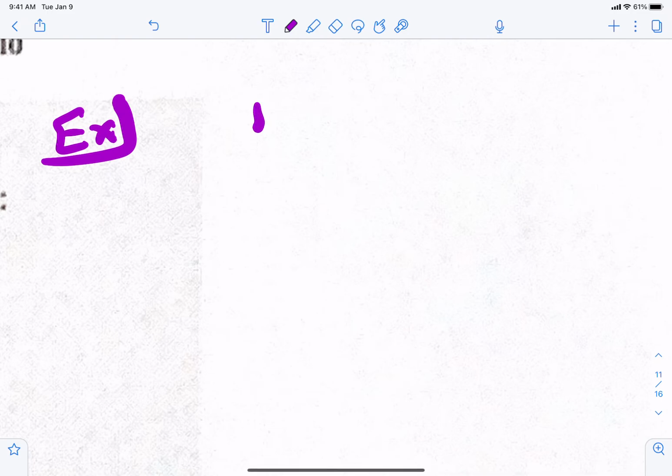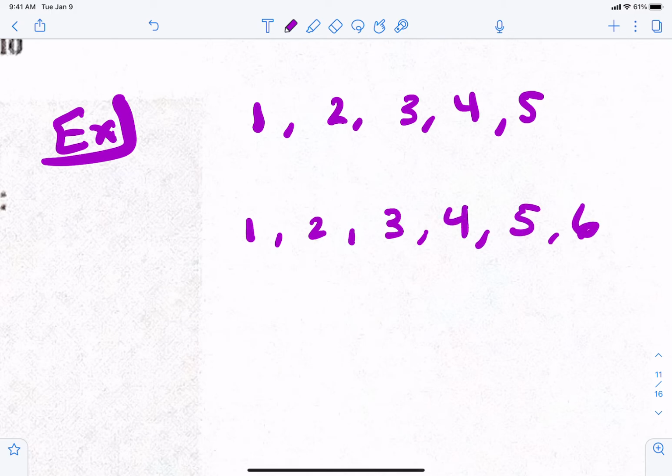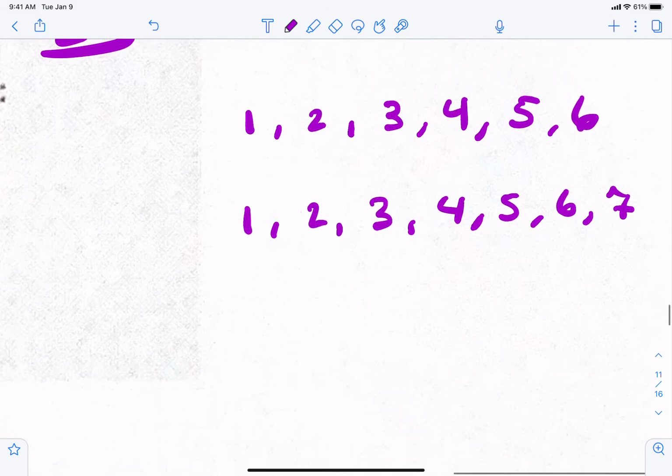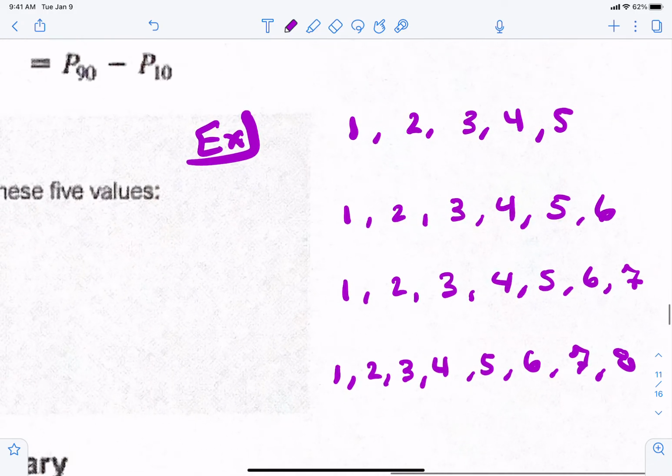Let's say your data set is the numbers 1, 2, 3, 4, and 5. Second example, your data set is 1, 2, 3, 4, 5, and 6. Next one, 1, 2, 3, 4, 5, 6, and 7. And your fourth data set is 1, 2, 3, 4, 5, 6, 7, 8. I'm going to show you how to calculate the median when you're given an even number of numbers, an odd number of numbers, etc.